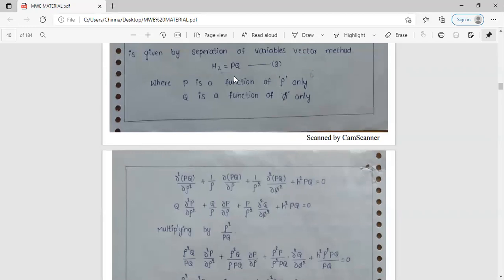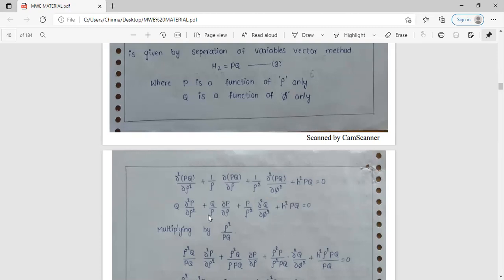Since we have taken the hz value as PQ, you can substitute that value in the above expression for the simplification: dou square by dou rho square into PQ plus 1 by rho into dou by dou rho PQ plus 1 by rho square into dou square by dou phi square into PQ plus h square into PQ, that is equal to 0. So here Q terms and P terms will come.